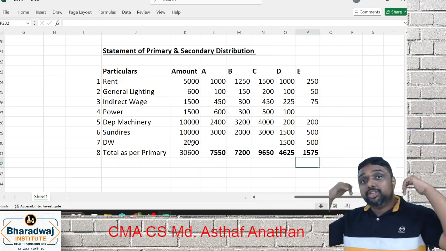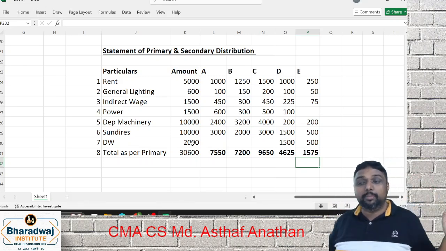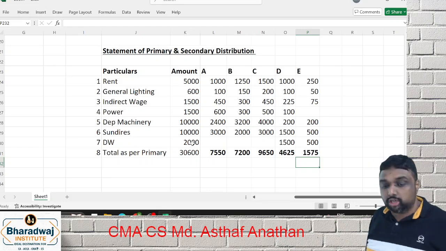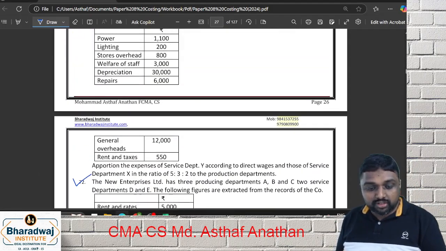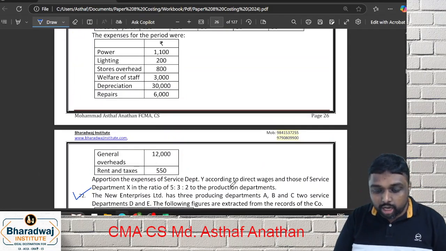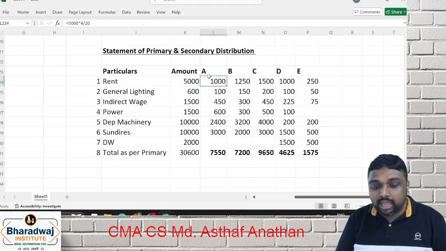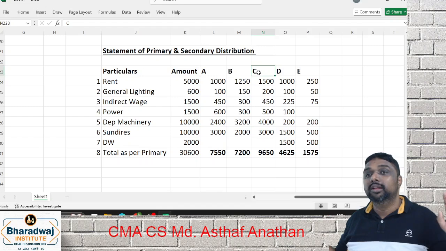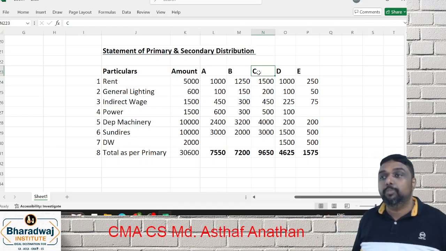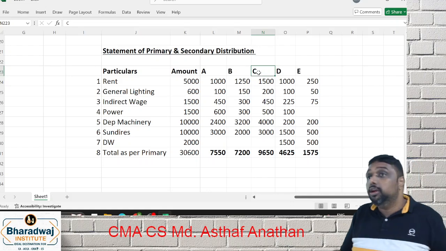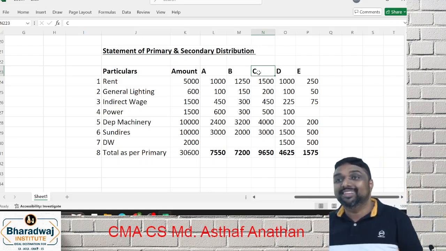Now primary distribution, or apportionment, is over. The next step is called reapportionment. What is reapportionment? If you go through the first method, the direct method, you apportion the direct wages in the ratio of 5 is to 3 is to 2. That means you apportion only to the A, B, C production departments alone. That is very easy. But we are not going to revise that. You can directly learn that. We are going to learn the reciprocal method.